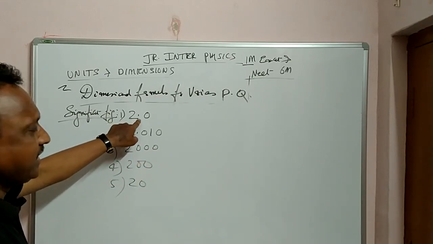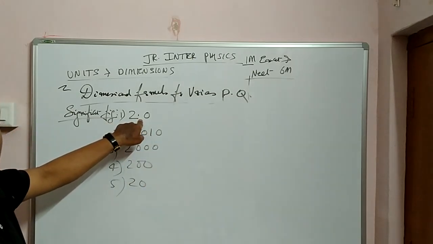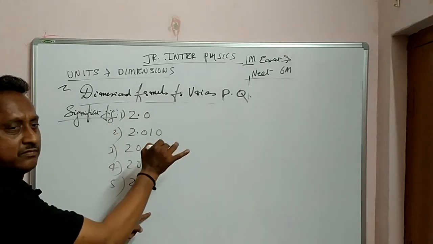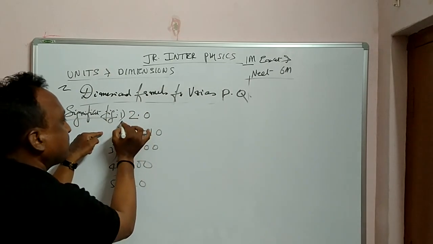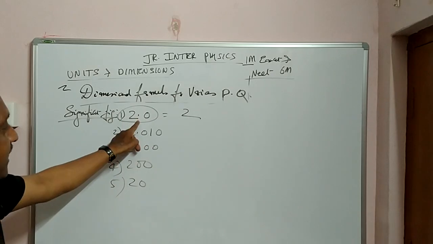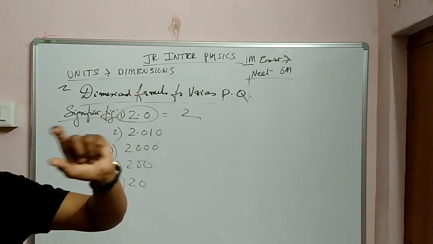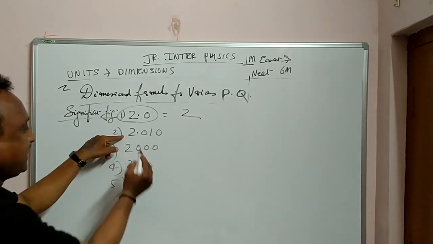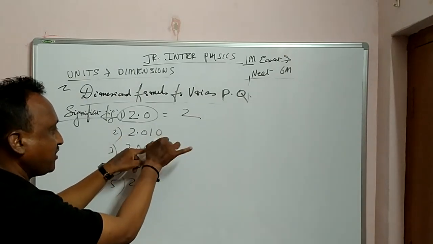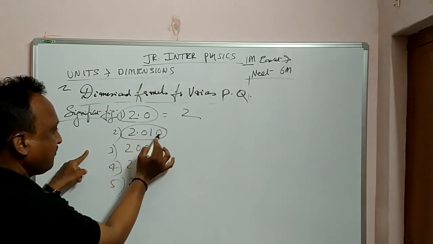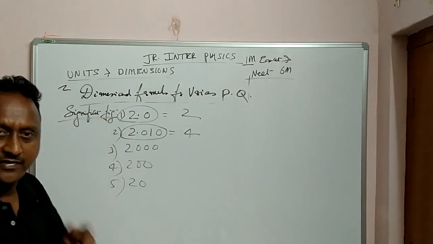For example, we can see here, after decimal whatever digits are coming, those are significant. Here you can see 2.0 means you should not cut 0. You have to consider that 0. So in this case, the significant figure is 2, not 1. Now coming to second one. Here 2.010 means 0 you should not cancel. You have to consider all of the 4 digits. So 1, 2, 3, 4. So here the significant figure is 4.